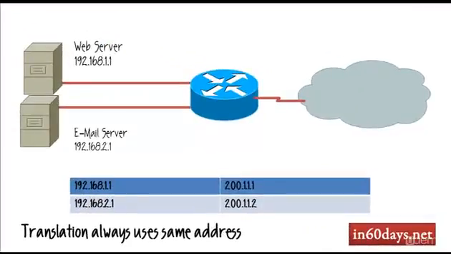So here we go, here's an illustration. Your web server's got internal addresses, possibly not recommended really, but I'm just using this as an example, and your mail server, and they will always translate to the two external addresses.